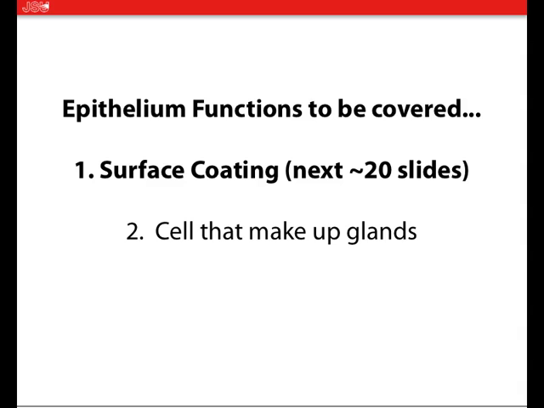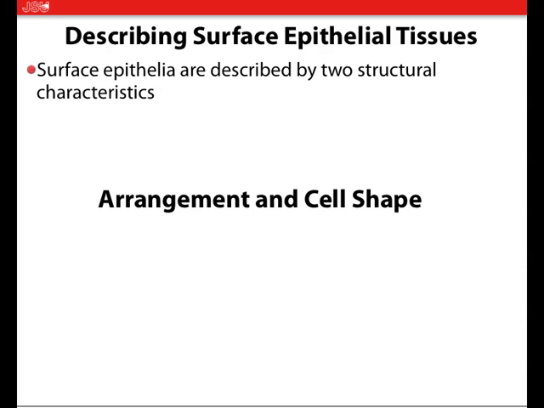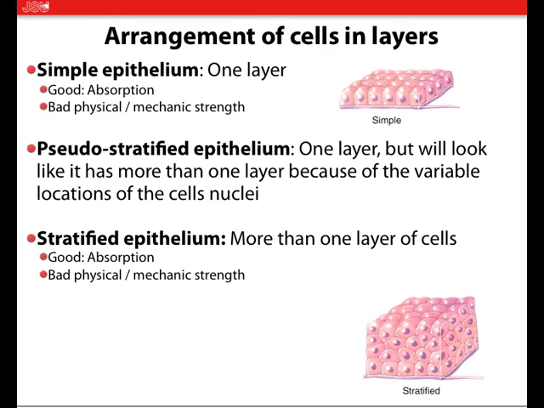Okay. First, we're going to look at a surface coating. Here, know that there is arrangement and cell shape for epithelial tissues. All this stuff we can describe in 2 ways. Their cell shape and their arrangement. Know all of these. Okay. Know the different ways we arrange them.